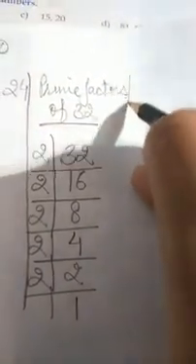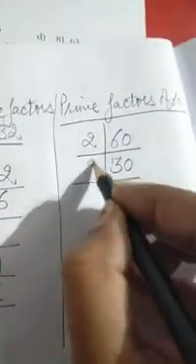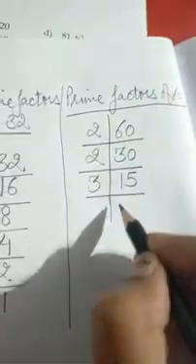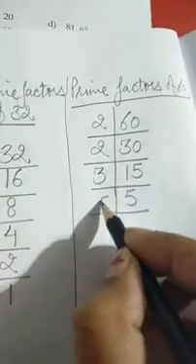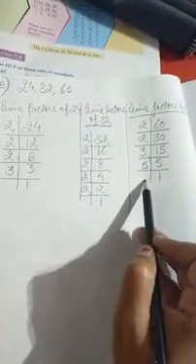In the same way we will make the factors of 60. Prime factors of 60. Here 60 is divisible by 2. When we divide it by 2, we get 30. 30 is divisible by 2, we get 15. 15 is divisible by 3, we get 5. 5 is a prime number, it will be divisible by itself only. Now we got the prime factors of all these three numbers.